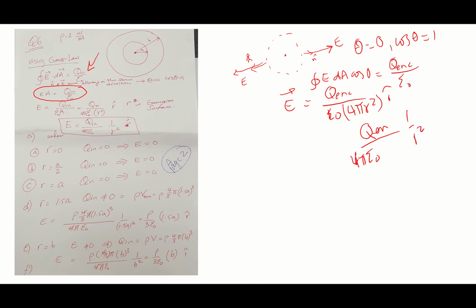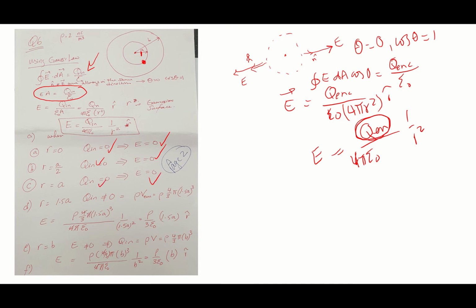Now, in order to find the electric field, I have to examine this Q. That's the only thing that I don't have, Q enclosed. For part A, Q enclosed is equal to 0, so that means E is equal to 0. For part B, a over 2, so you're here somewhere. That means, again, Q enclosed is equal to 0 and E is equal to 0. Even at this point here, Q enclosed is equal to 0 and E is equal to 0.